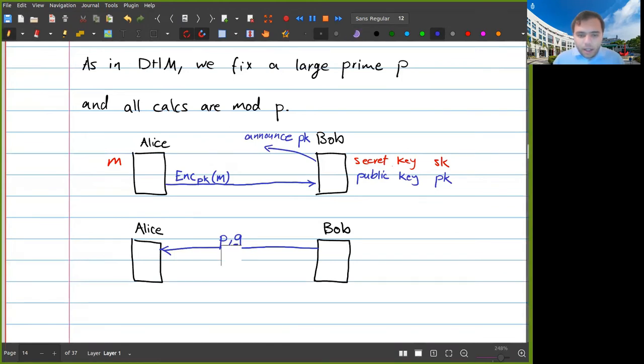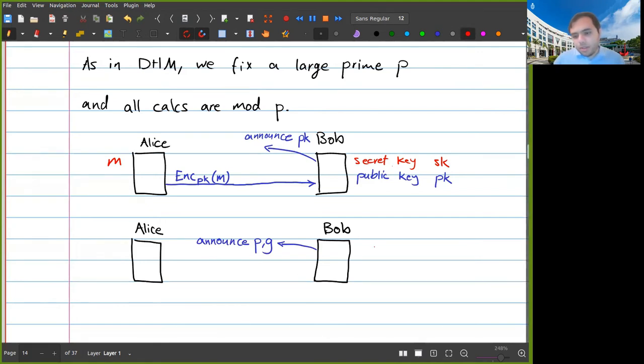And so I don't want to draw it like this because he's not going to just give it to Alice, he's going to announce it on the network. So what I can say is that Bob announces P and G. So everyone on the network can see this, including Alice, of course, if she later wants to send a message to Bob.